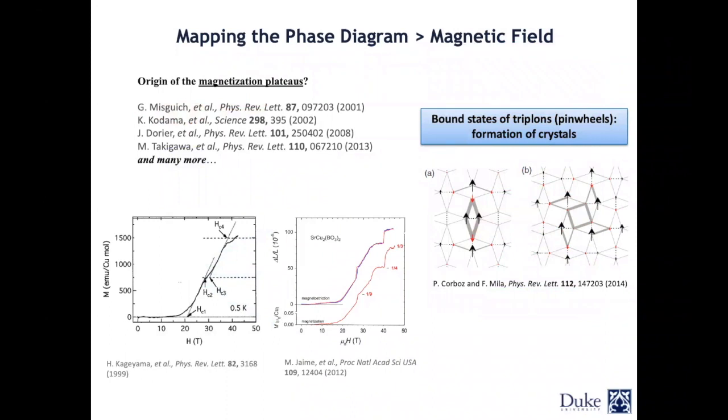So there is actually a lot of data that has been published for decades, both experimentally and from the theory point of view, because it's so rich. You can see that folks have been able to go, these days even to 100 tesla in Japan, to see what's going to happen.